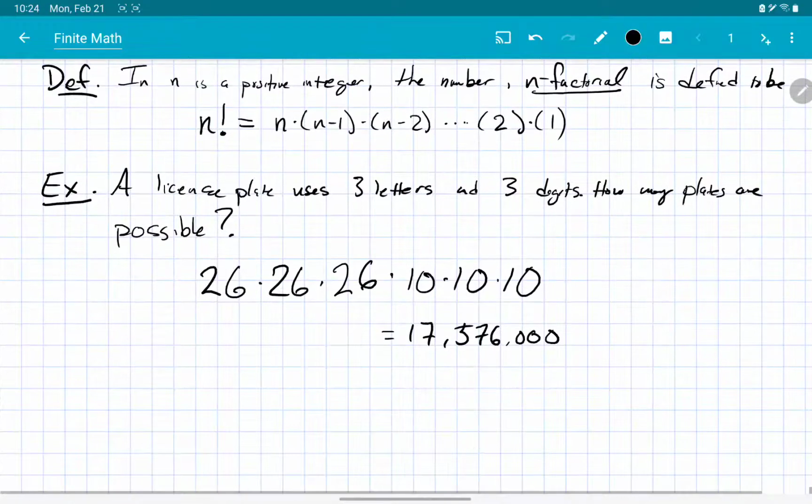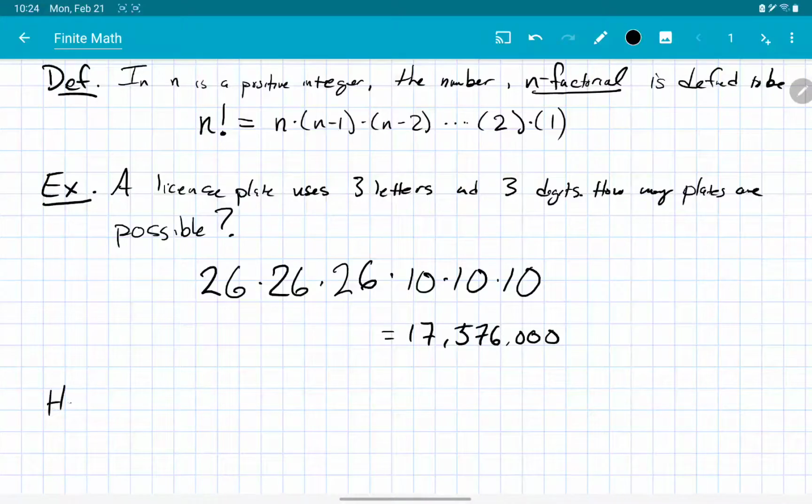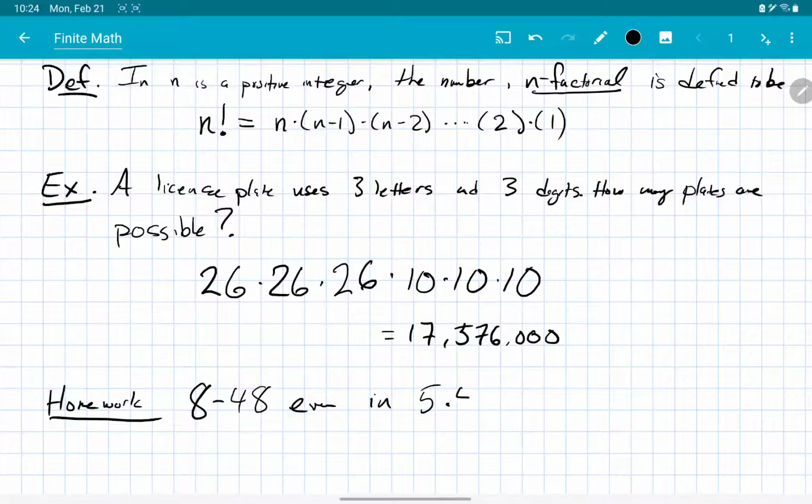Okay, so I'm just going to assign the homework instead of any in-class problems because we have a lot of time today, so you may as well just use it to get started on the homework. You'll have time to get deep enough that if you get stuck, you'll be able to ask questions. So the homework is going to be 8 to 48 even in section 5.4 that we're in now. All right.